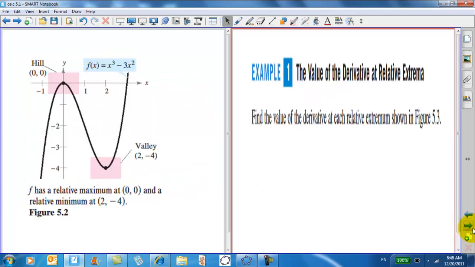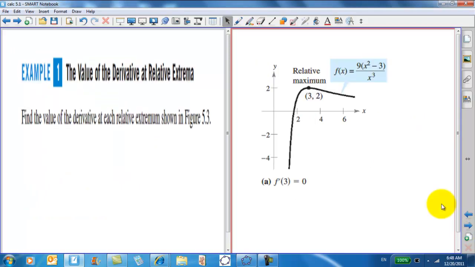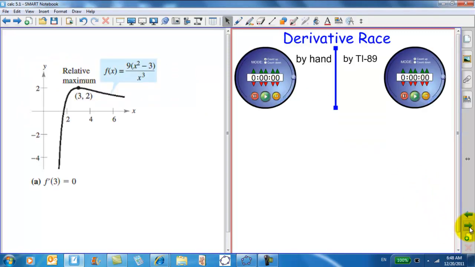So let's find the value of the derivative at extrema. In this first example, we want to find this relative maximum. And we want to figure out what the derivative is there to help us see, can the derivatives tell us some ways to find these things? Now, I'm going to pause here to do a little derivative race. That is, when you see a function like this, and you want to analyze what the derivative is at a certain point, is it faster to do it by hand or by the calculator? Now, I've been doing these functions for a long time. Let's see how I do.